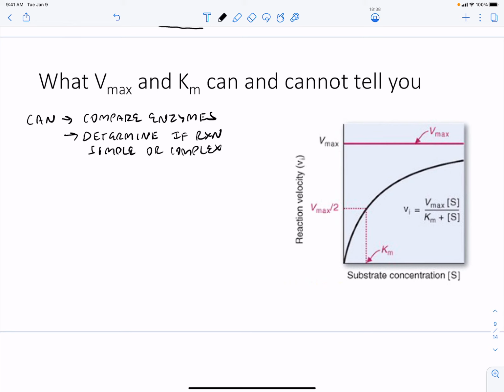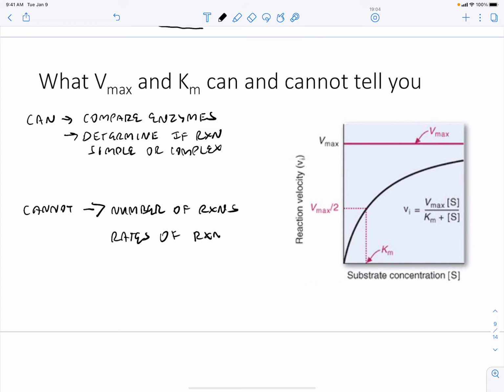Now, what can they not tell you? They cannot tell you the number of reactions. They cannot tell you the rates of the reactions. And they can't tell you the chemical nature of the reaction steps.